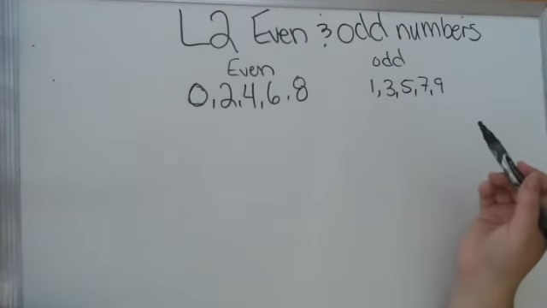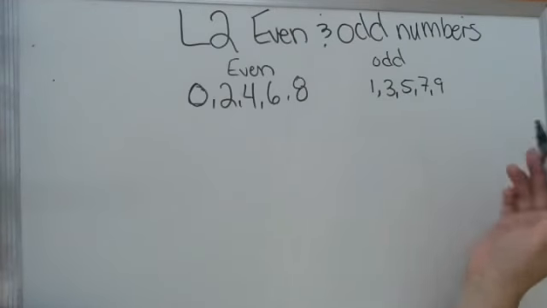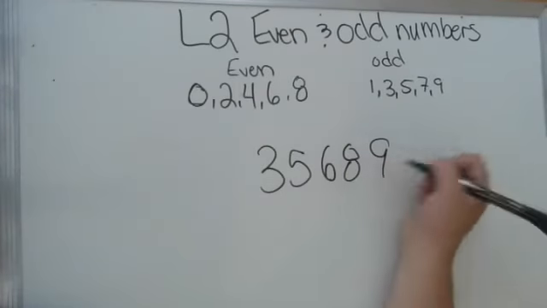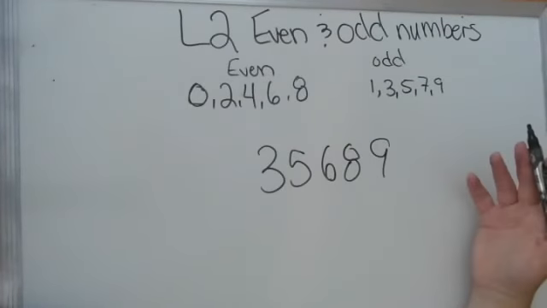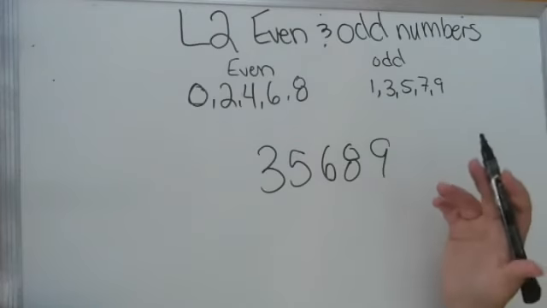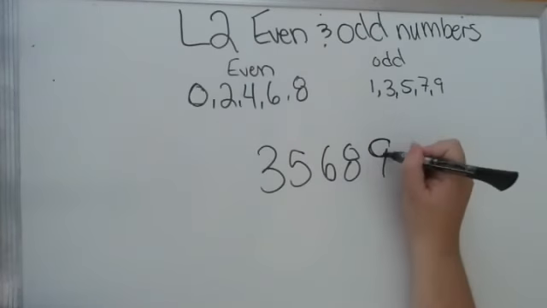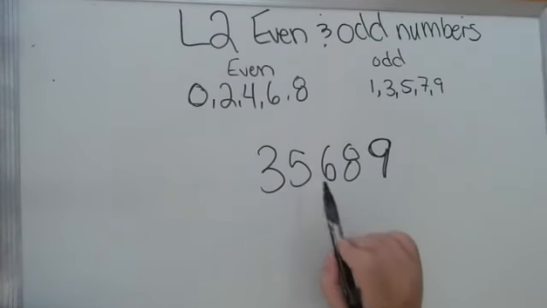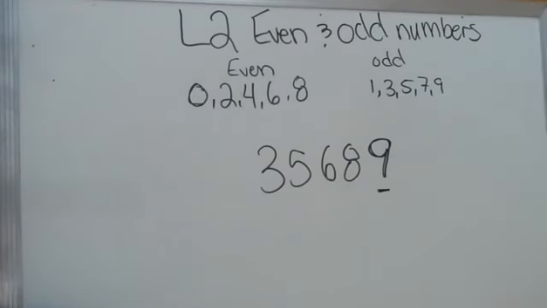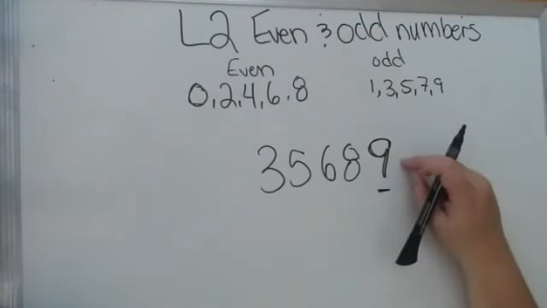Now, how does this work when we start having multi-digit numbers? So let's think of 35,689. And we go, well, wait a minute, there's even and odd numbers in here. So how do we know if it's even or odd? Well, we know because the only digit that matters inside this number is this one. This is how you tell if a number is even or odd. You look in the ones column.